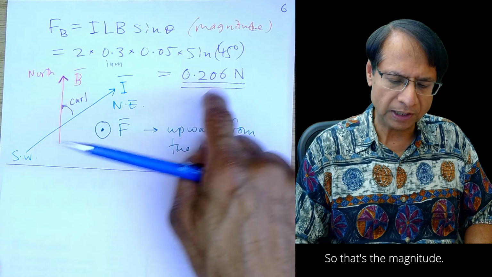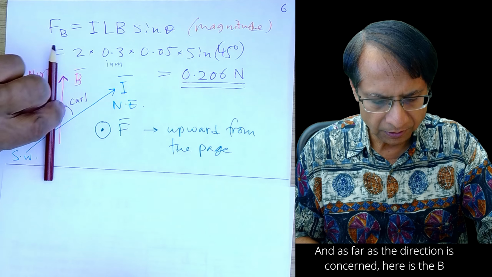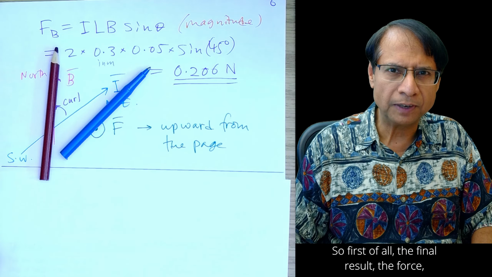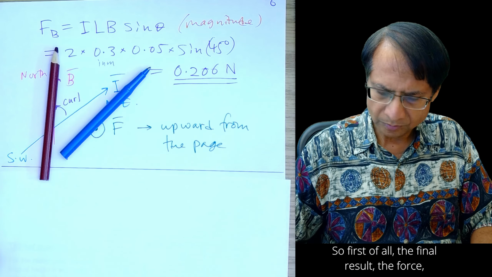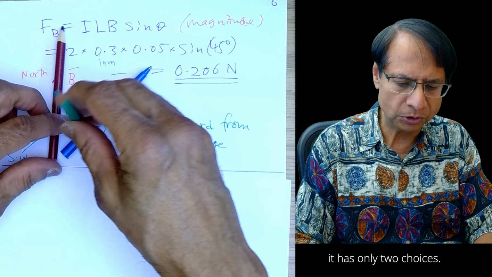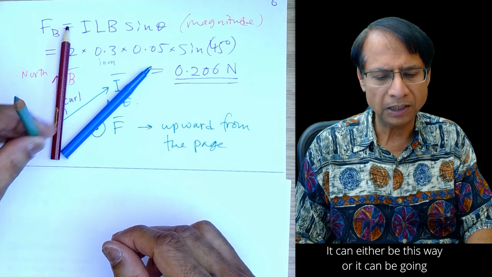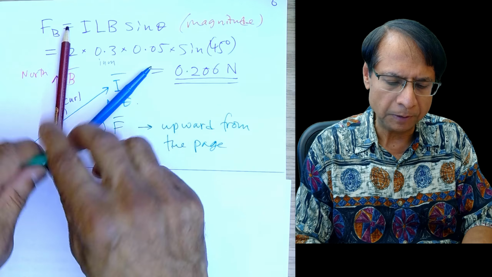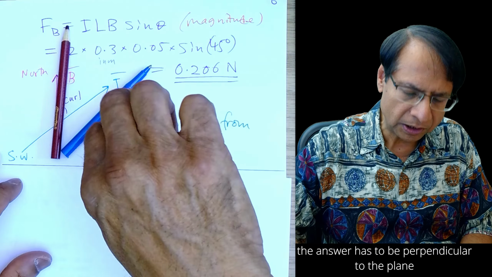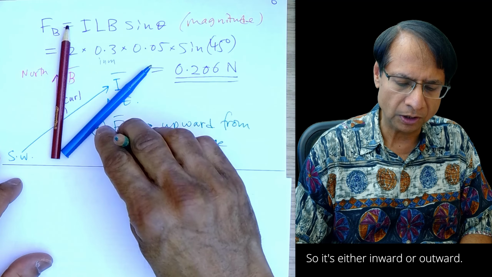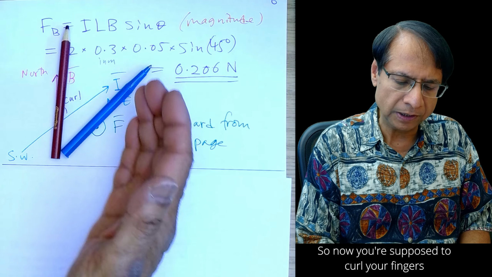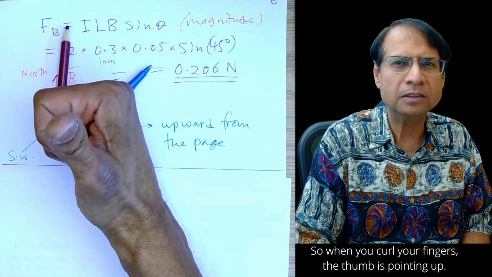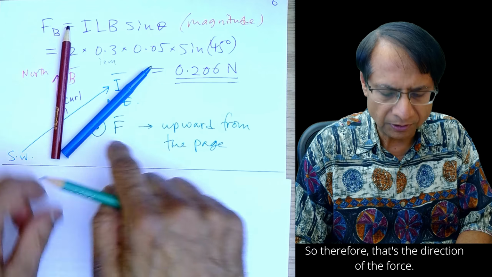So that's the magnitude. And as far as the direction is concerned, here is the B and there is the I. So you curl your finger. First of all, the final result, the force, has only two choices. It can either be this way or it can be going into the plane of the paper. Because the vectors are in the plane of the paper, the answer has to be perpendicular to the plane of the paper. So it's either inward or outward. Now you're supposed to curl your fingers from the IL or QV direction to the B. So when you curl your fingers, the thumb is pointing up. Therefore, that's the direction of the force.